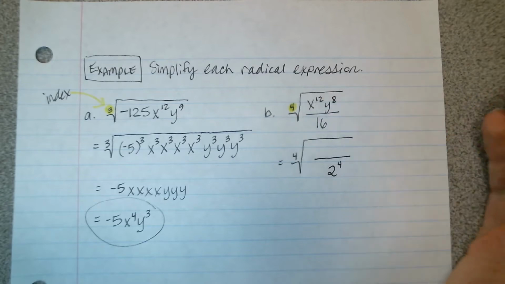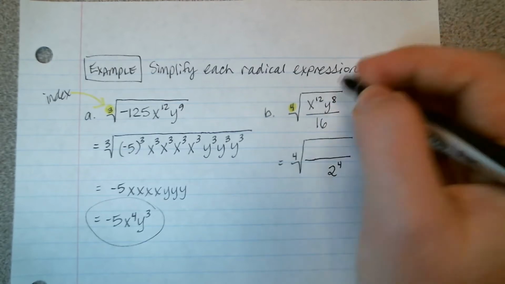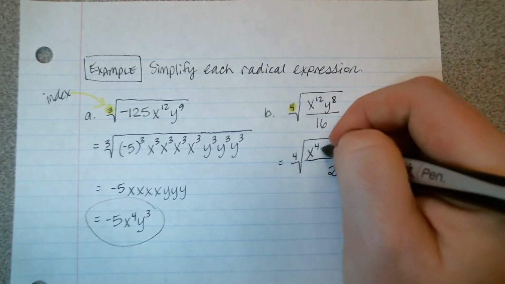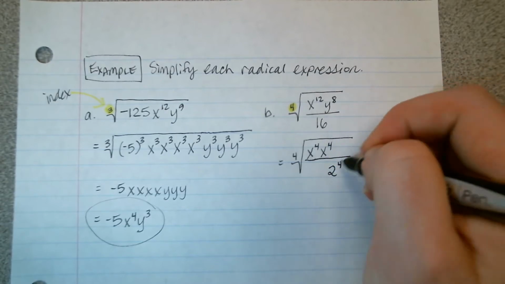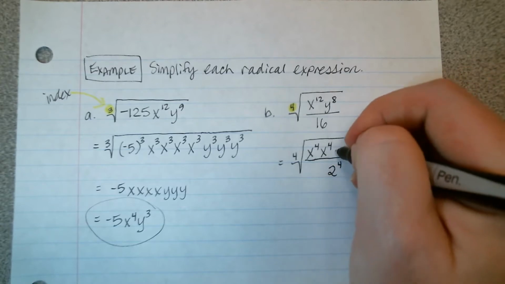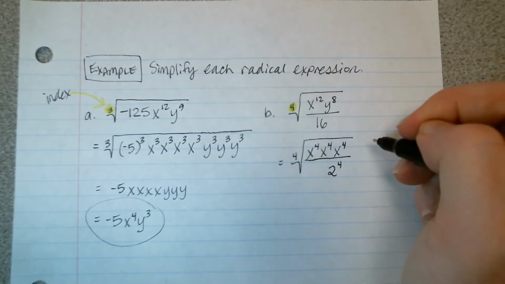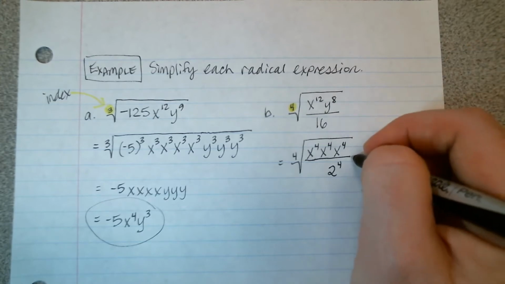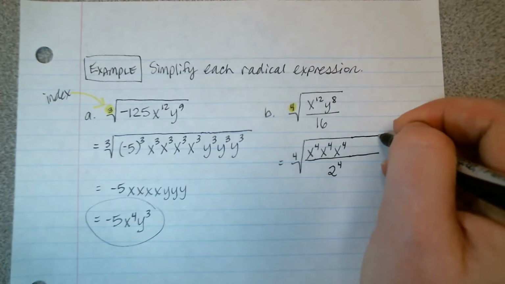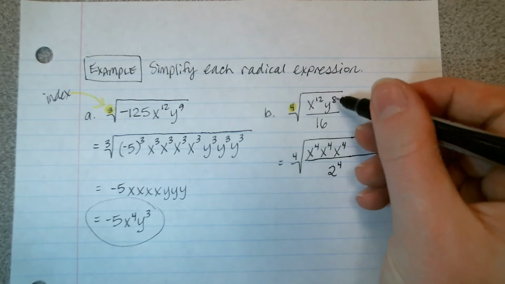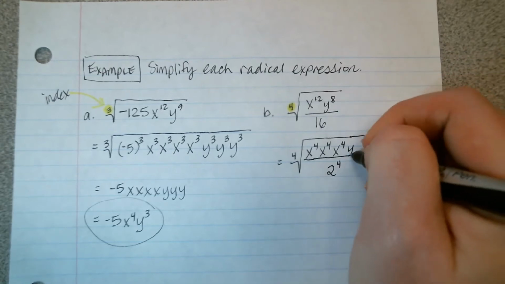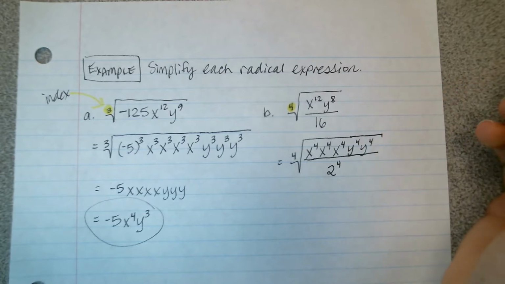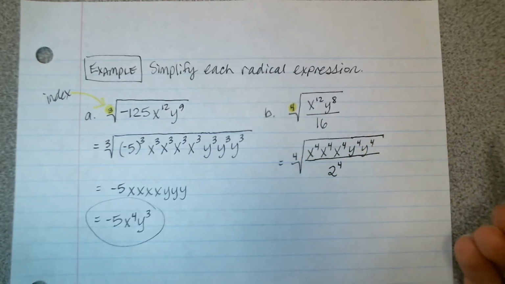x to the 12th: x to the 4th, that's 4 of the x's, x to the 4th, that's now 8 of the 12, x to the 4th, that's now all 12 of the 12. Extend these out. y to the 8th, we've got 4 of those y's and 4 more of those y's. So again, this takes care of every term.